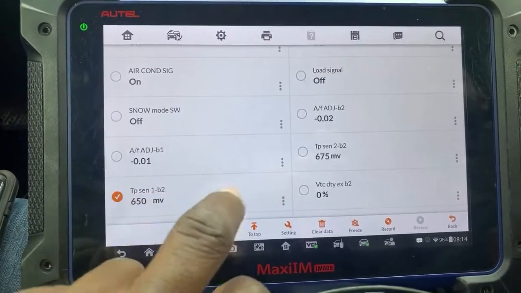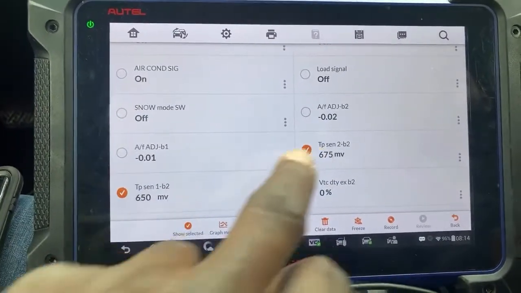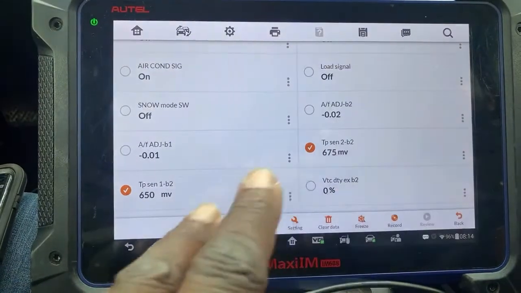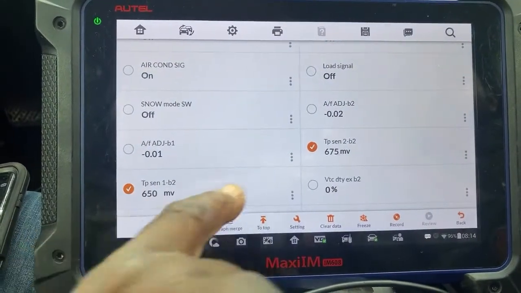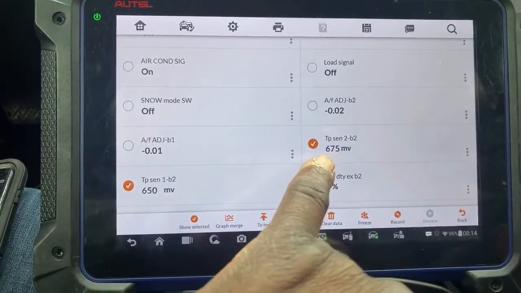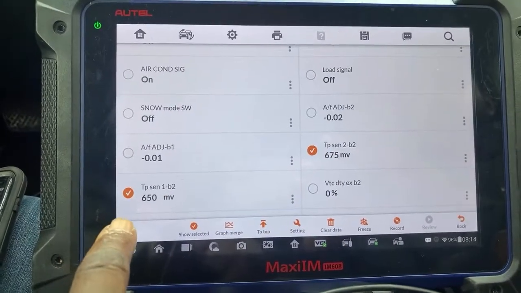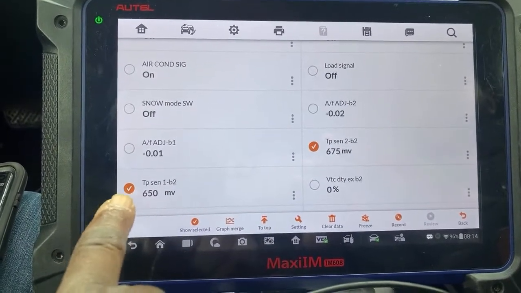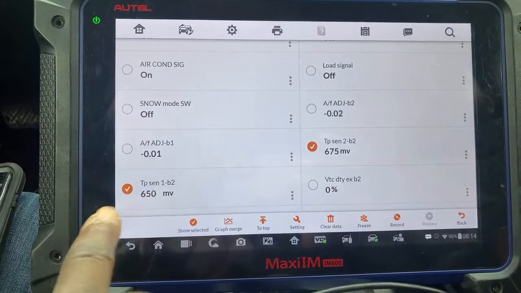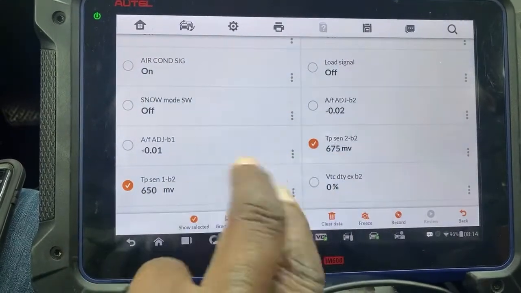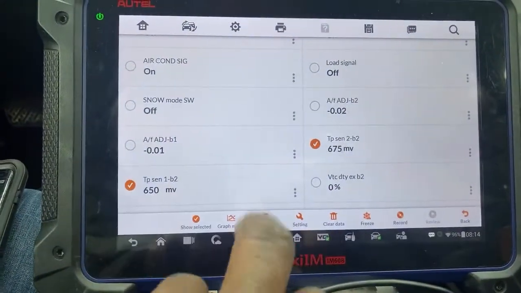The sensors are okay. You see, there is no difference, even though this one is a little bit lower. This is 675, and this is 650. That means they have two sensors, one is 1 and 2. This is all for one side. Okay.